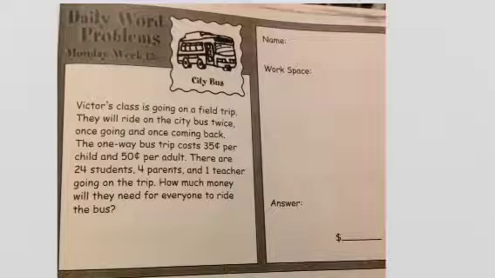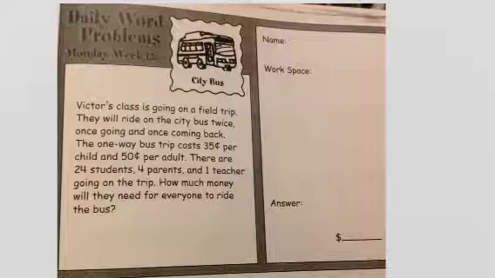Alright, so let's take a look at Monday. Victor's class is going on a field trip. They will ride the city bus twice, once going and once coming back. The one-way bus trip costs 35 cents per child and 50 cents per adult. There are 24 students, 4 parents, and 1 teacher going on the trip. How much money will they need for everyone to ride the bus?